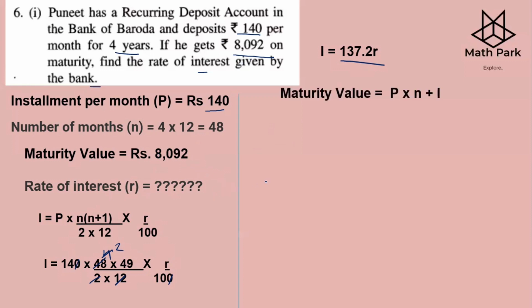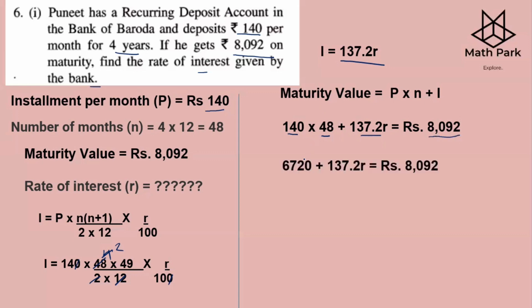So we know that the maturity value is P into N plus I. Put the values over here. That is the installment per month, which is 140 into 48 plus interest, which is 137.2 R, is equal to maturity value, which is 8,092. 140 times 48, we get 6,720 plus 137.2 R is rupees 8,092. This 6,720 here, you subtract. So 137.2 R is 8,092 minus 6,720, which is 1,372.